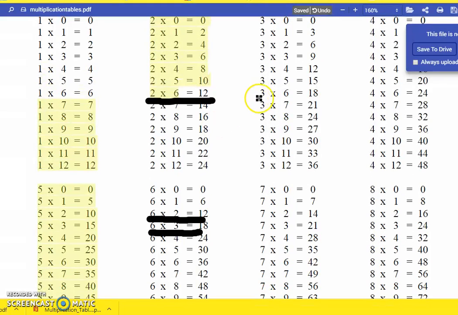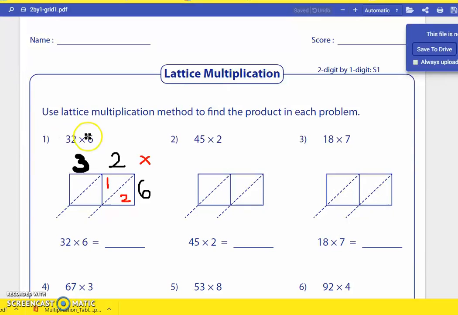I'll prove it to you on the 3 column. Those two, it's the same thing. Look, 3 times 6, also 18. So I'm going to put that 8 right here, so that's in the ones column, and the 1 right here. Okay? So now your problem should look like mine, right?